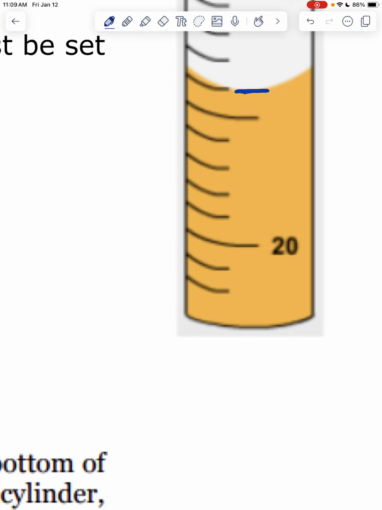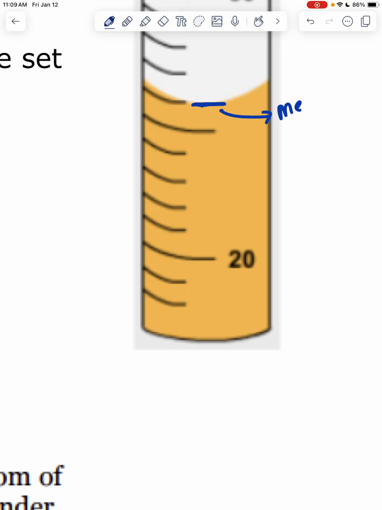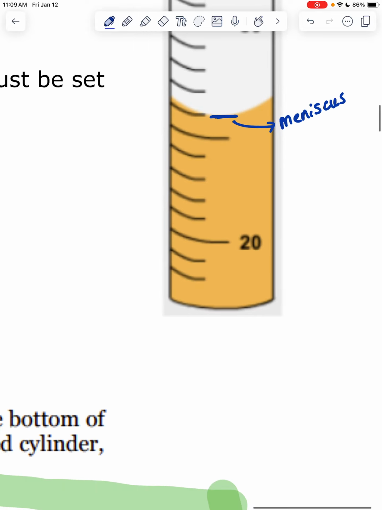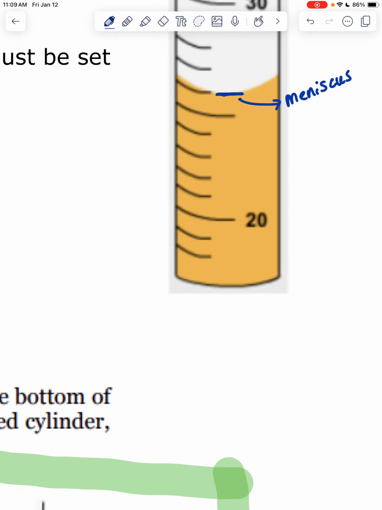So we read this part, and we'll keep reminding everybody, but this is what we call the meniscus. The meniscus is just that bottom part of that curve at the very top. It's not as drastic as you see here, but it's definitely noticeable when you're looking at it.